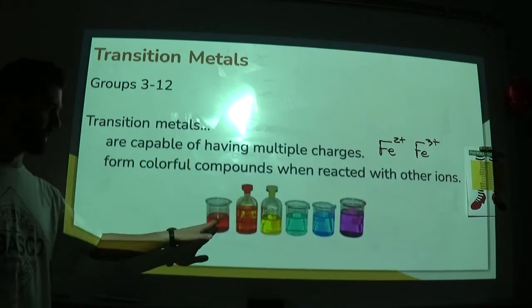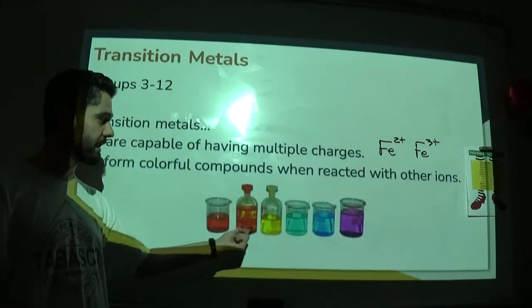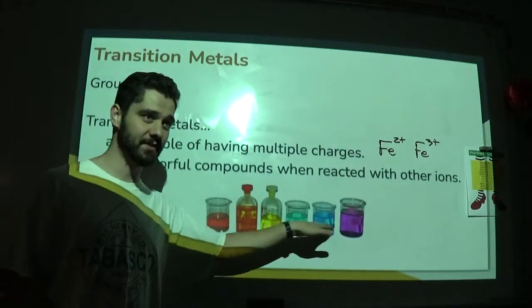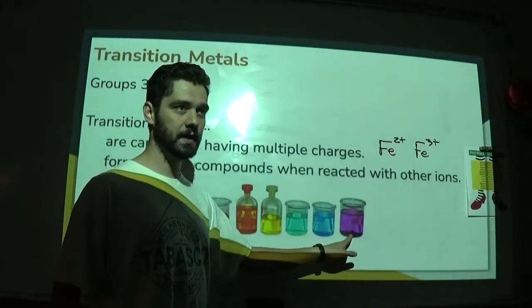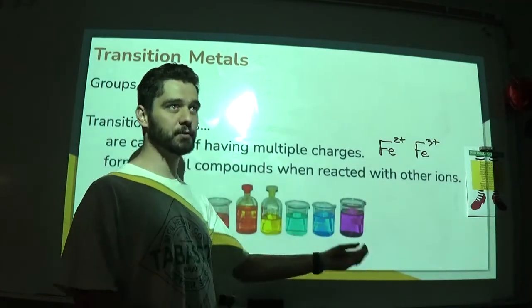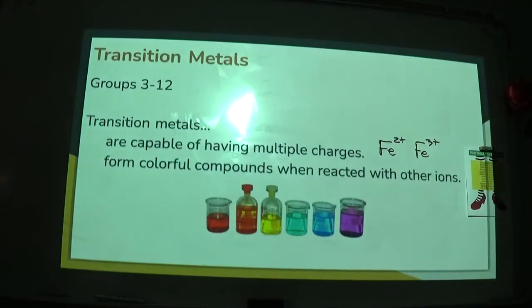Just to clarify, the elements are not this color. The element reacting with other elements can make these colors, but you can only get it if there's a transition metal present in the compound. So there's not a purple element. This probably has manganese in it. Manganese reacted with something else, but you still get the colors. Okay, so that's kind of fun.